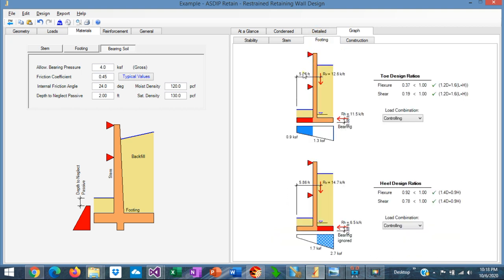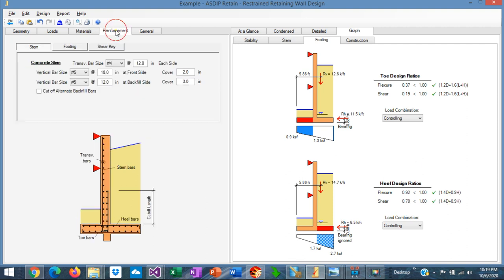If we go to the footing tab, we can see the pressures that define the design of the toe, the bearing pressure acting upward in this cantilever portion of the footing. And here we have the design ratios in flexure and in shear and the controlling load combinations. And here we can see the forces used to design the heel, the design ratios, and the controlling load combinations.